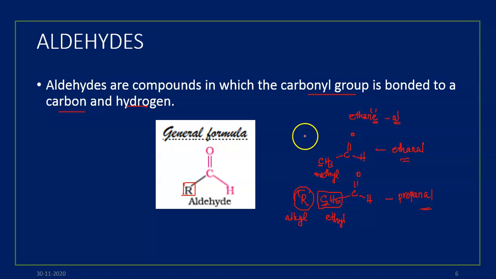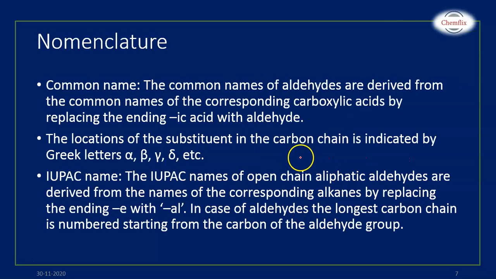Moving to the next slide about the nomenclature that we already discussed here. There you can find 2 names, that is the common name and the IUPAC name. IUPAC means International Union for Pure and Applied Chemistry, and this is the common name. The common names of aldehydes are derived from the common name of the corresponding carboxylic acid. You know that vinegar is common in your kitchen. So it is commonly called what? Acetic acid.